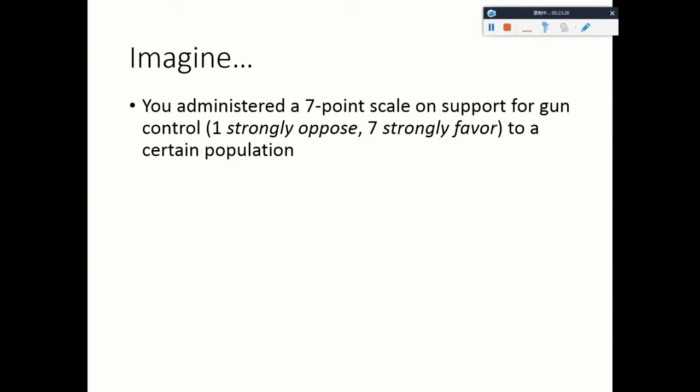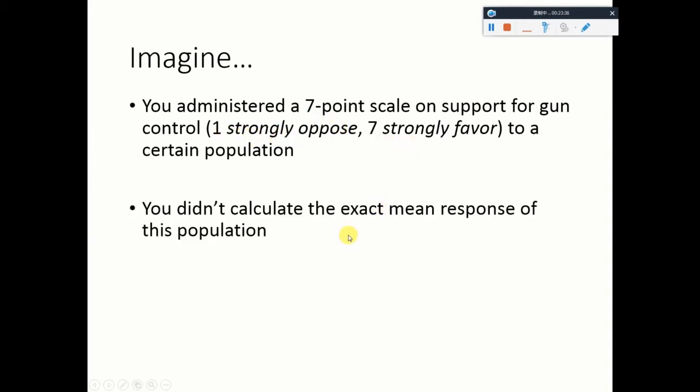So bravo. And this is the scale that you use: 1 strongly opposed, 7 strongly favor. But then because this population is huge, for example, the entirety of all Honolulu citizens, that's a lot of people.